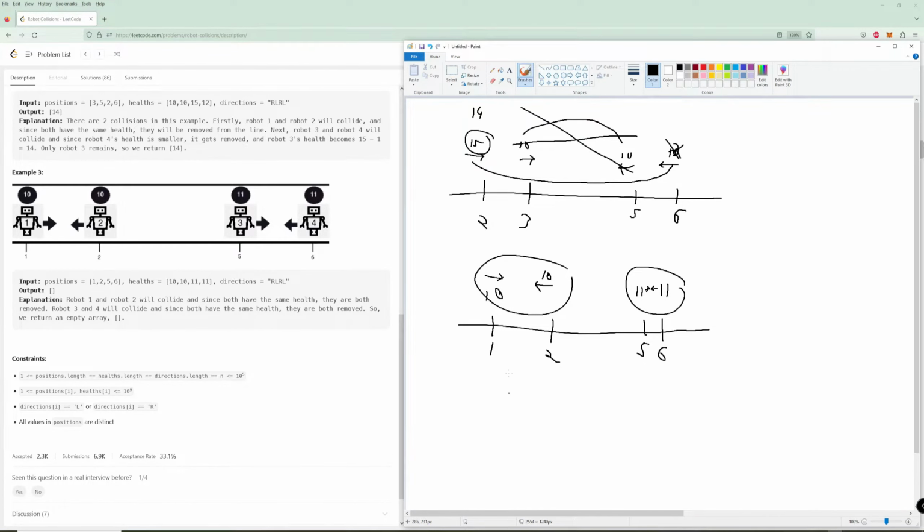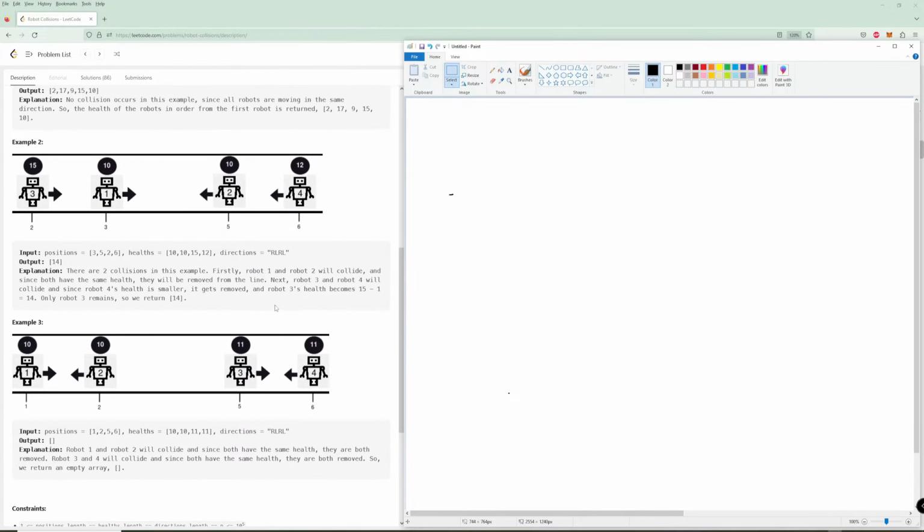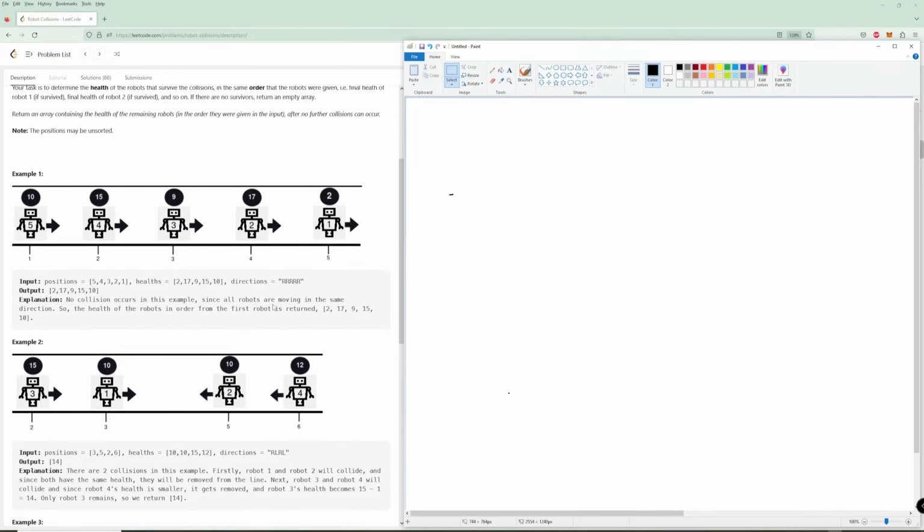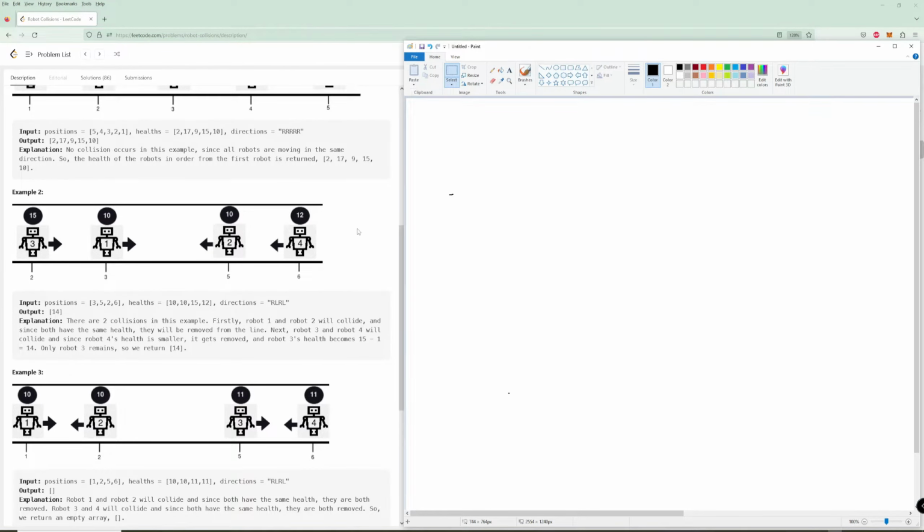Like I said, it's going to be similar to the asteroid problem. Maybe let's just take this example. What we can do here is that the positions are actually irrelevant, because it doesn't really matter which collision is closer, since there's only one way you can have a collision. I'll show this by doing it.